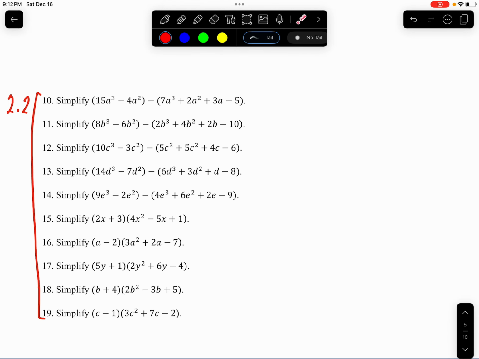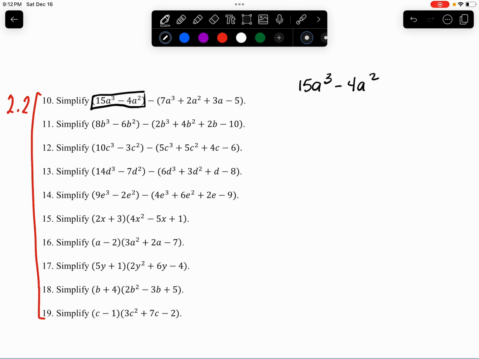All right, 2.2, number 10, simplify 15a cubed. Let's do number 10. Here's an easy way to do it so you guys don't get confused. Obviously, you start with the very first one. We'll start with 15a cubed minus 4a squared. And remember, distribute the negative. So first step, distribute negative.